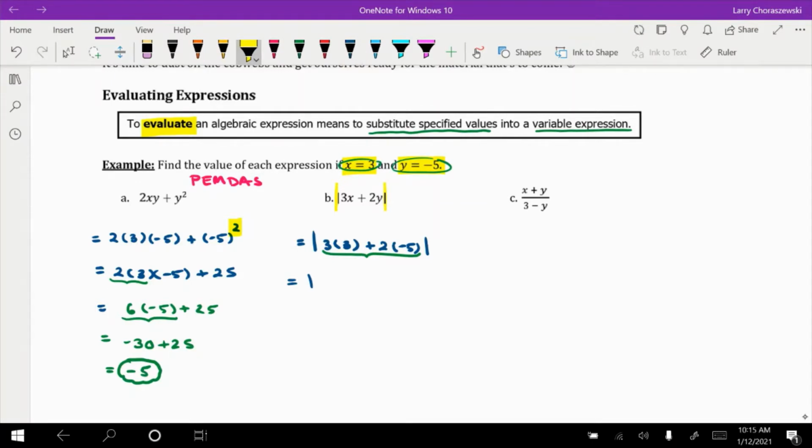So what you could do here is multiply the 3 and the 3 together. It'll give you 9, and this will give you negative 10. So the inside would look like 9 plus negative 10, which gives us negative 1. So now we can apply the absolute value.